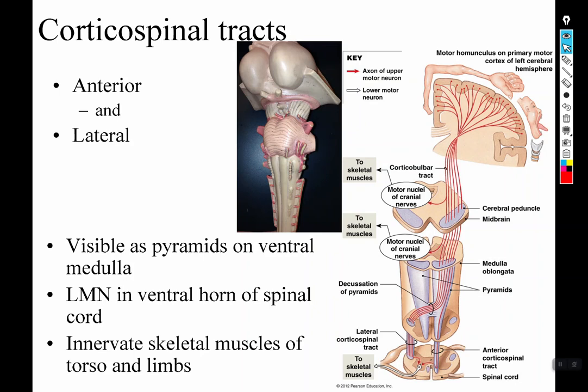Okay, so we talked about the corticospinal tracts. We've got anterior and lateral. So these are visible as the pyramids. So, oops, let's make this little dot smaller. So this and this, those little sort of baseball bat shapes on the front of the ventral medulla. And the lower motor neurons are in the ventral horn of spinal cord. So these are going to innervate, of course, our torso and limbs.